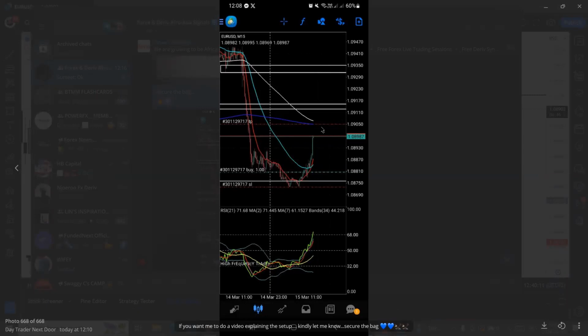Buy, stop loss outside the range. TP was initially on top there, but I collapsed the trade right at where you see the price at the moment. That's where the trade was collapsed.